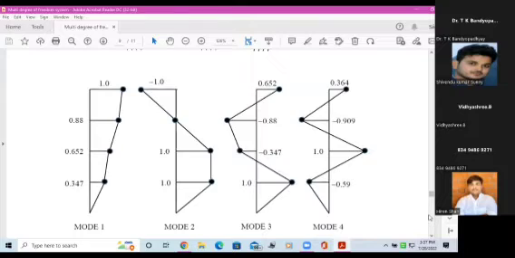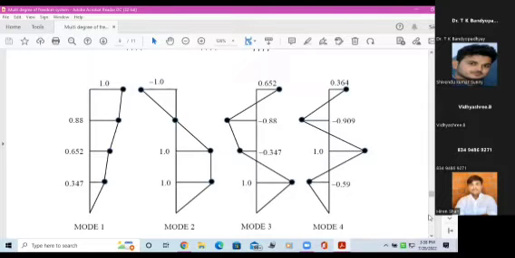The characteristic of mode 1 is the entire building is deflected either to the left or to the right of the mean position. See, the vertical position is the mean position. So the top displacement is 1.0, and relative to this, the next floor displacement is 0.88, third is 0.652, fourth is 0.347. Now what you see here in mode 1 is that this deflected shape does not intersect the mean position.